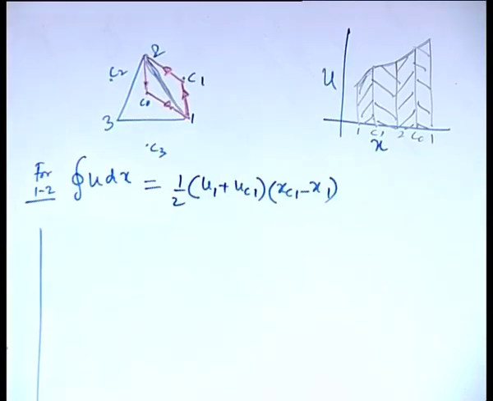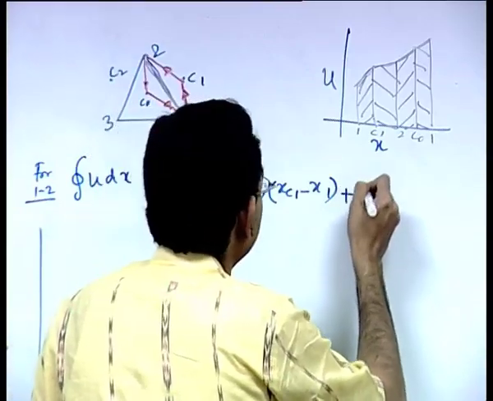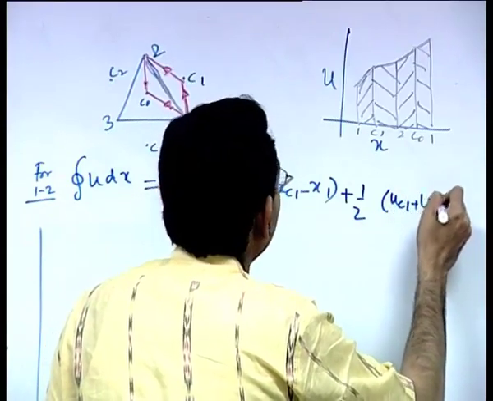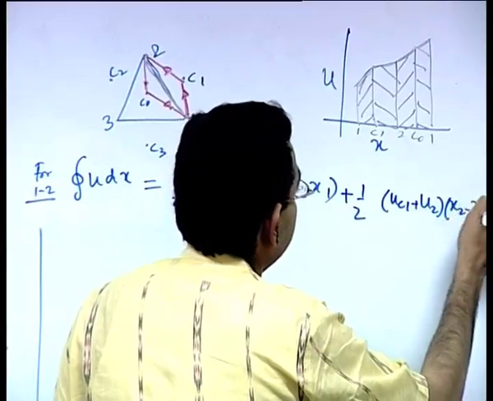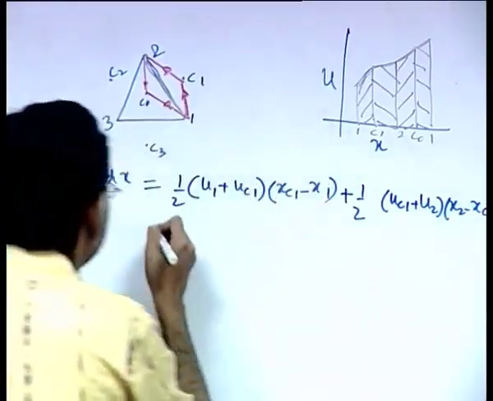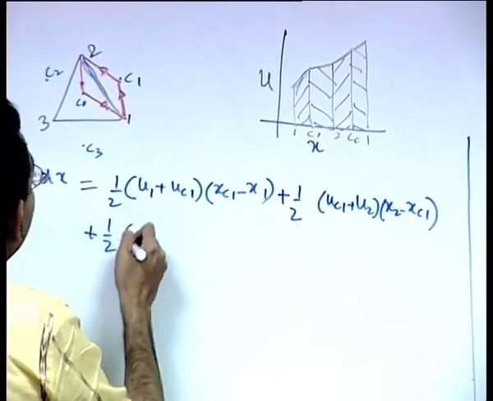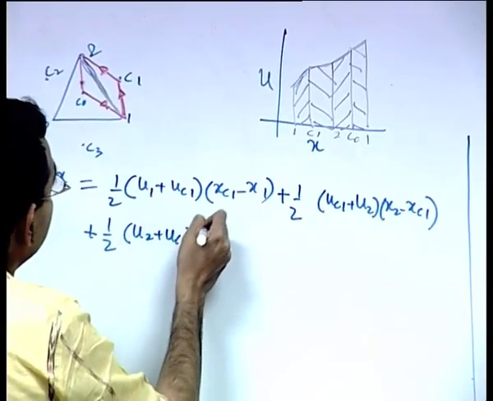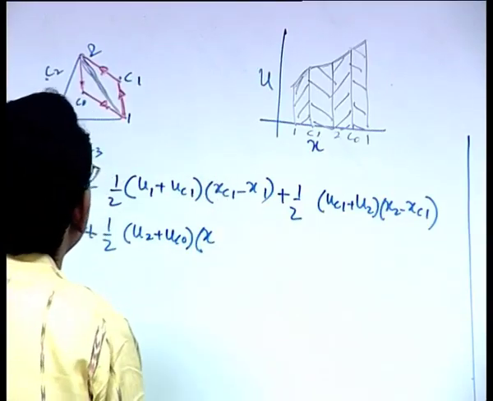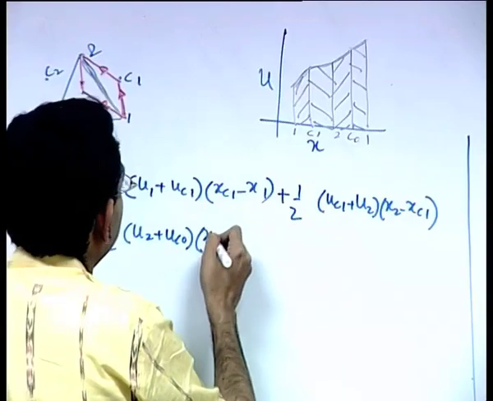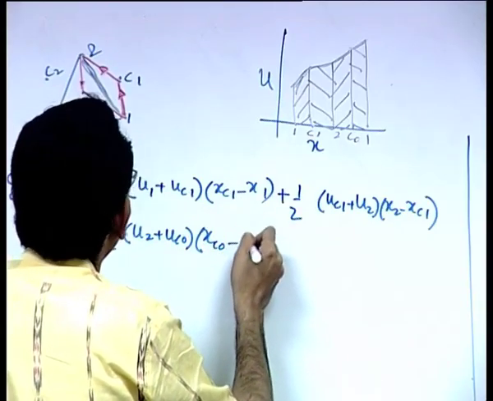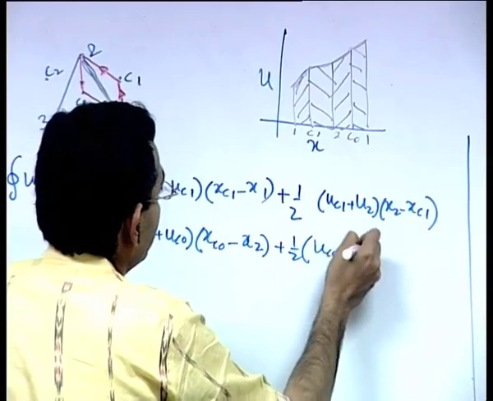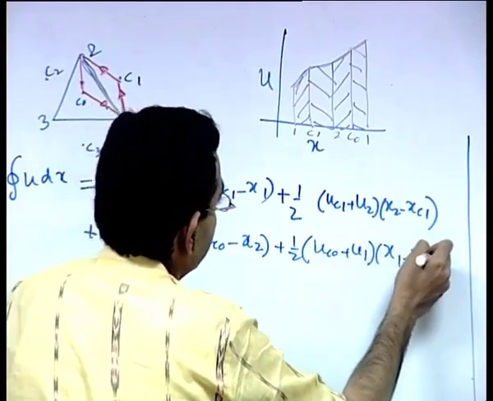So this is the first area, then the second area is half of UC1 plus U2 into X2 minus XC1, plus half of U2 plus UC0 into XC0 minus X2, plus half of UC0 plus U1 into X1 minus XC0.